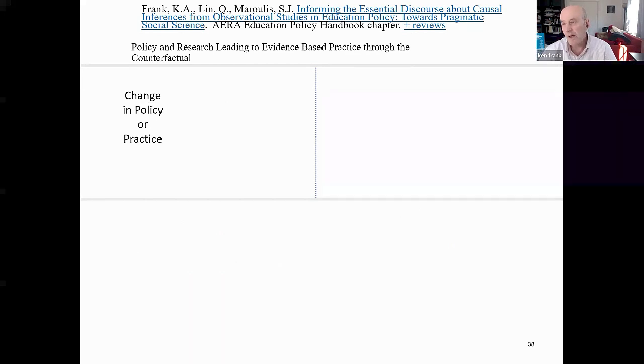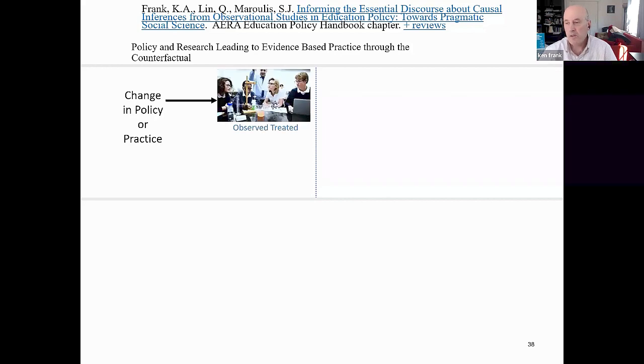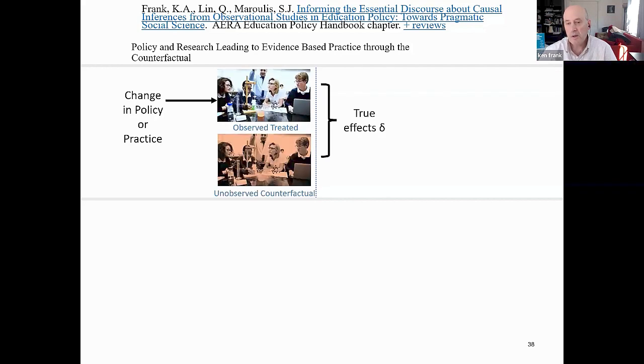I'm going to do this slide. It's a little bit more background and context, and then we'll get into a little bit more of the technical work behind it. So back to the pragmatism, if we talk about people who are treated and we want to compare the observed treated group to the unobserved counterfactual group, that's going to be our little delta.